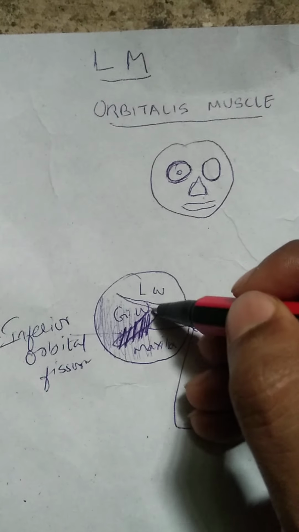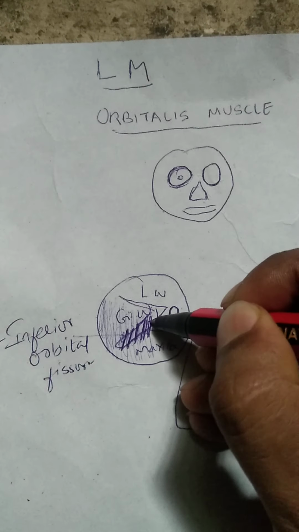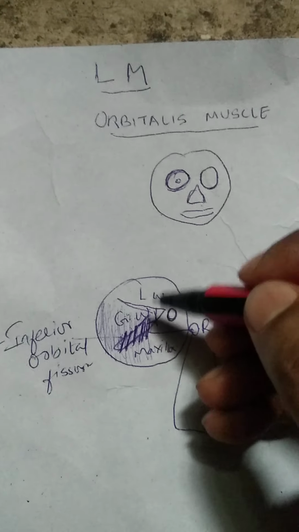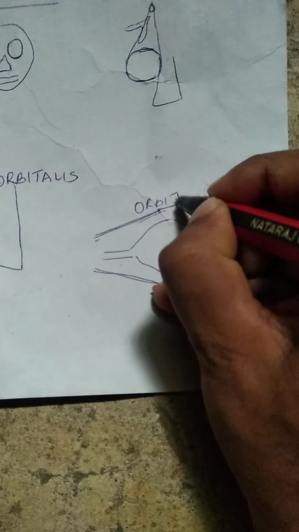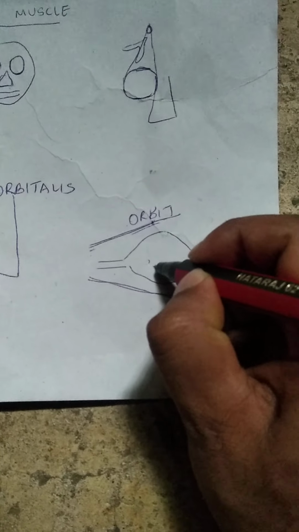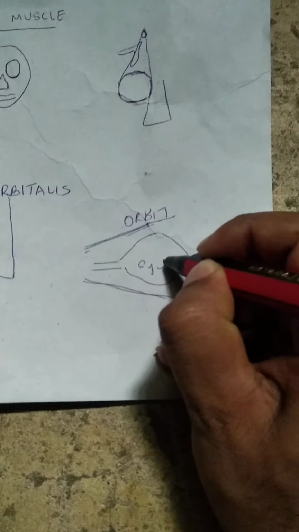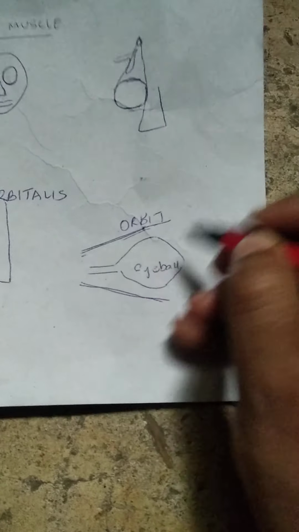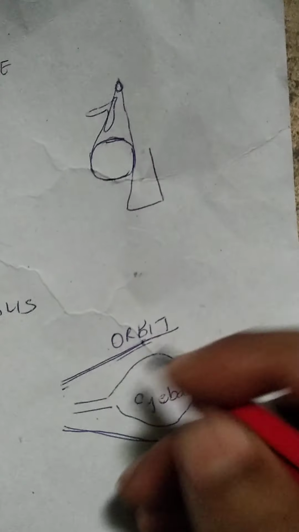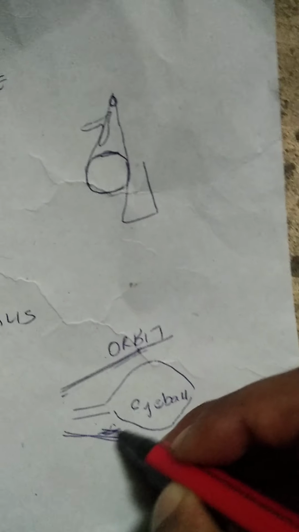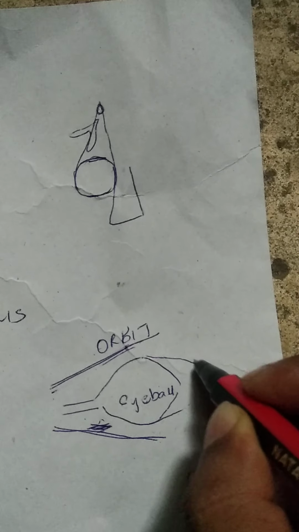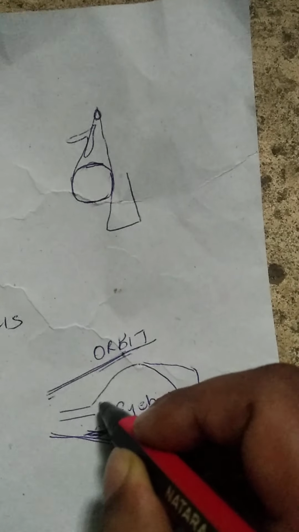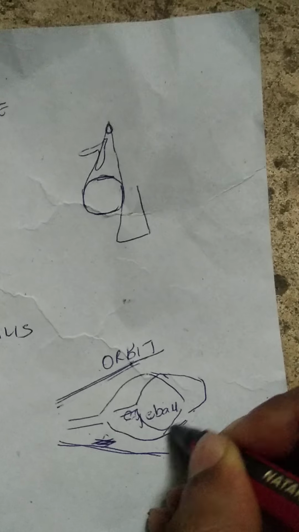The nerve supply for this is sympathetic nerve fibers. The action of this is very interesting. This is the orbit, the conical structure, and this is the eyeball. The action of this muscle in the floor, when it contracts, is that it protrudes the eyeball forward. This entire eyeball will now shift forward.